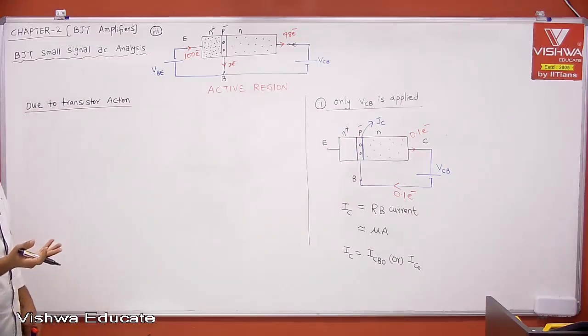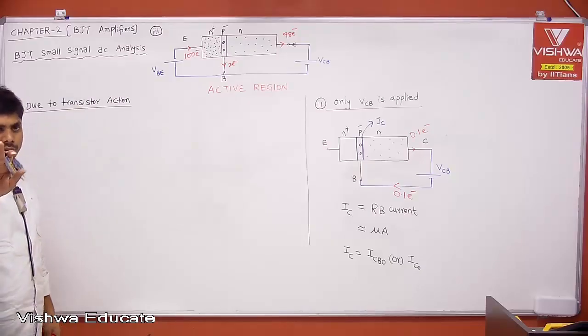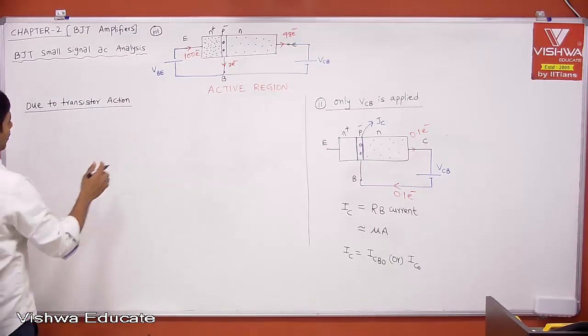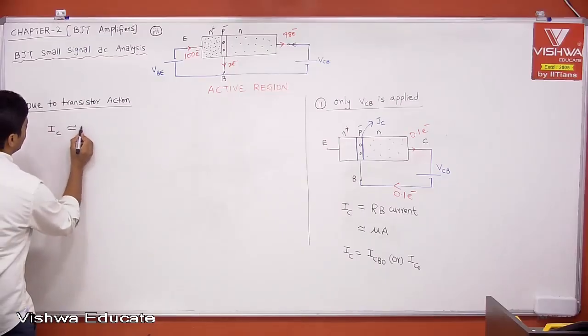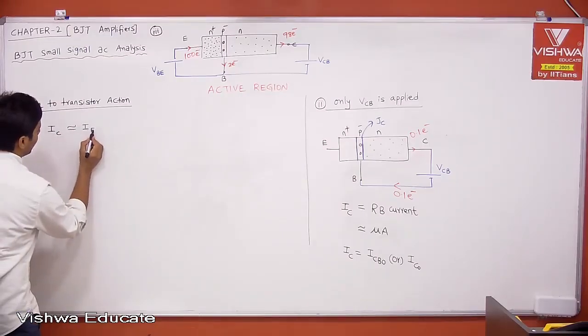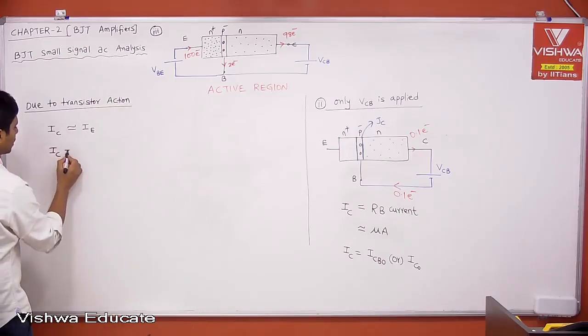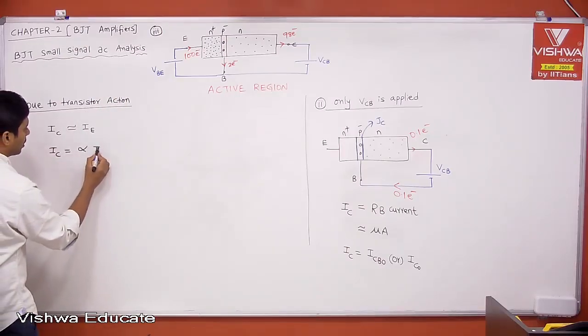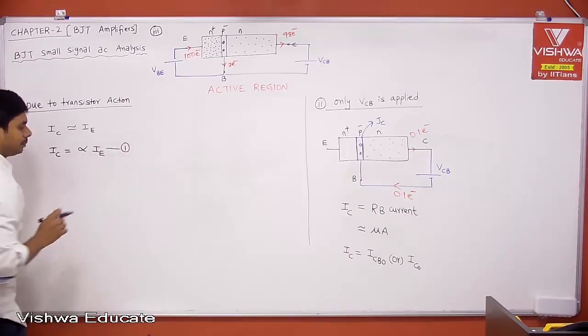Transistor action means, why the name transistor? Okay, that part I will come to later. Let me complete this part. Therefore, tell me, due to transistor action, what is your IC? Your IC is approximately equal to IE, not absolutely equal to IE, but approximately equal to IE. Then there is a mathematical parameter which is nothing but alpha. IC is equal to alpha into IE. You can call this equation 1.